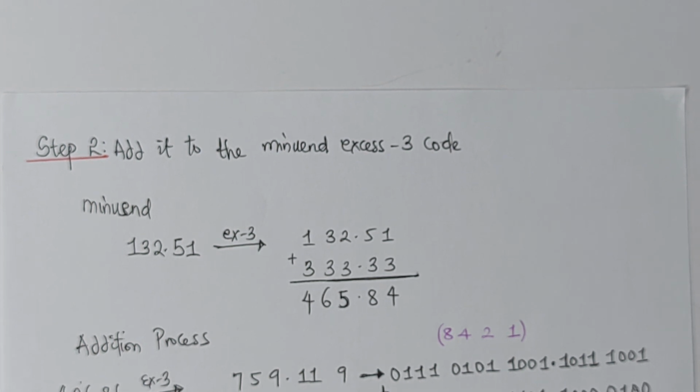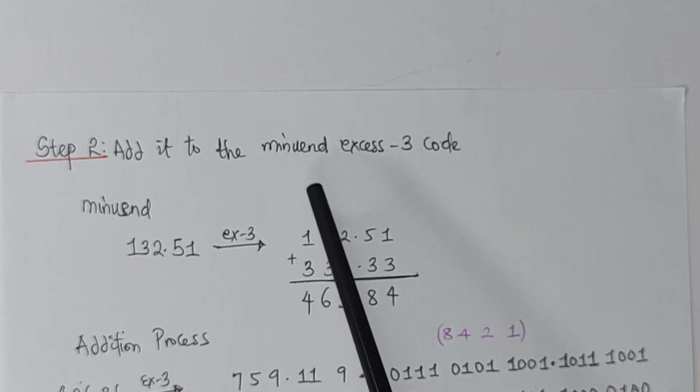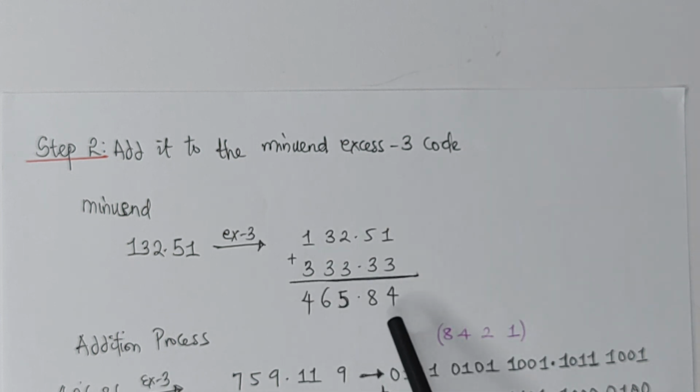For the second step, we add the value gotten from the 9's complement Excess-3 code of the subtrahend to the minuend's Excess-3 code. First of all, let's find the minuend's Excess-3 code. We have 132.51 as the minuend, so we are adding 3 to each of those digits: 1 plus 3, 4, 3 plus 3, 6, 2 plus 3, 5, 5 plus 3, 8, 1 plus 3, 4. So the minuend's Excess-3 code will be 465.84.